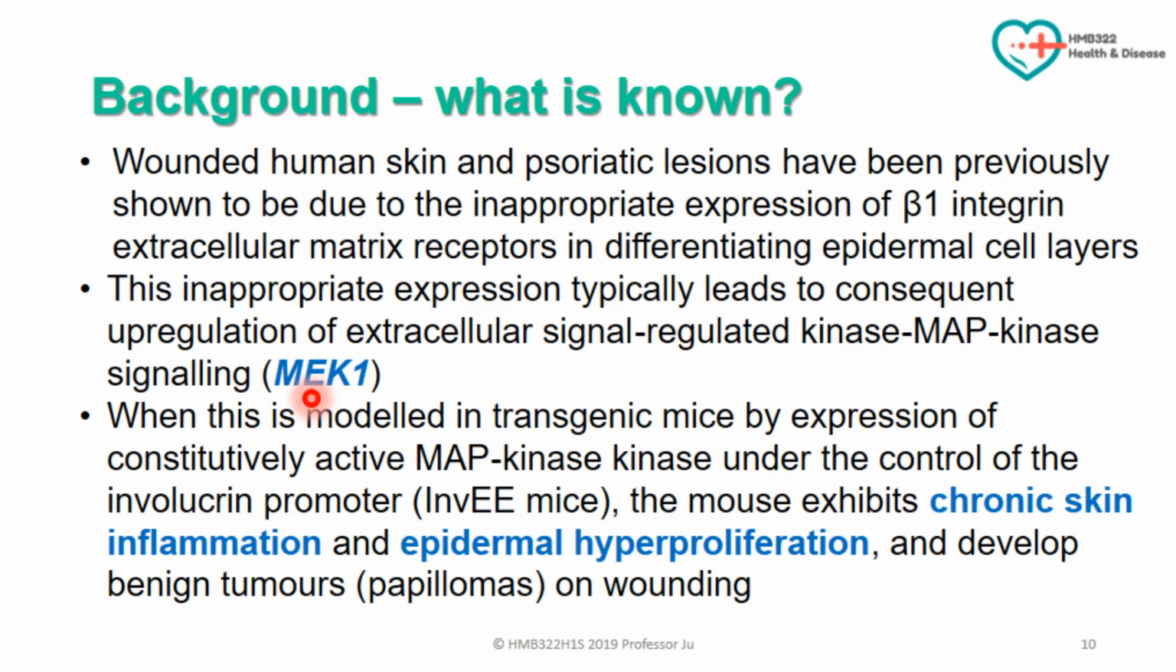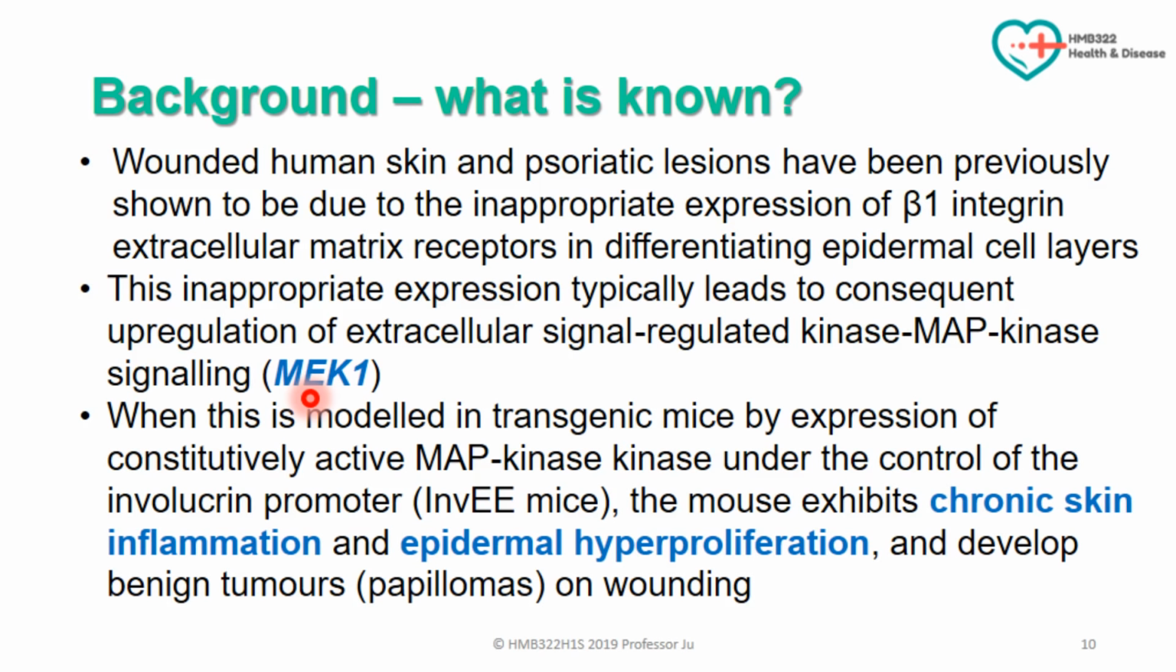The other reason why it's important is you need to understand that this involucrin promoter means that MEK1 is only going to be constitutively active in skin cells. This promoter only drives expression in skin cells. And guess what? When you overexpress the constitutively active form of MEK1, the mouse that you generate will actually exhibit chronic skin inflammation, and it will also have epidermal hyperproliferation. It will develop tumors, in other words. And these are usually benign tumors.